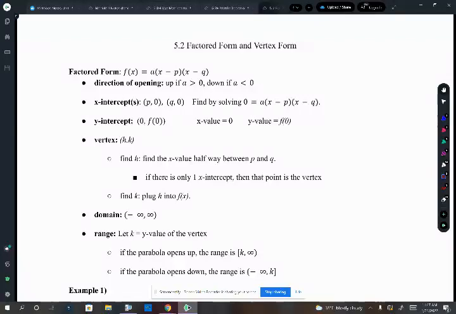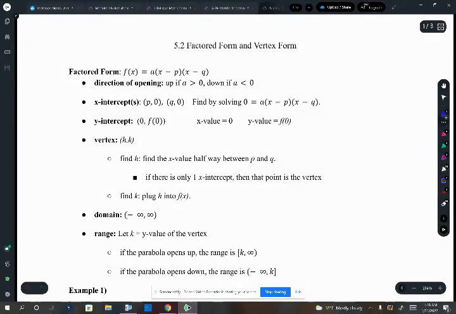All right, so 5.2 is looking at quadratic equations in factored form and vertex form and being able to pull out the key features of each. So in 5.1, we did a lot of this. The part that's going to be a little bit different for factored form is that we also can find x-intercepts.